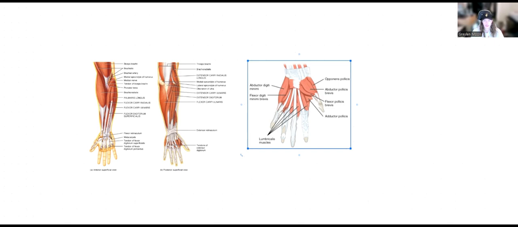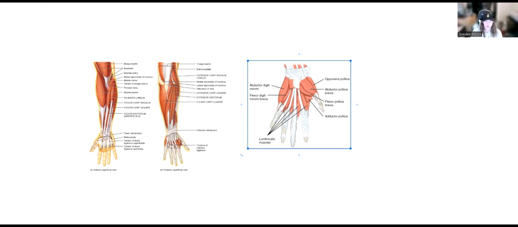We have our extensor carpi radialis longus, ECRL for short. It inserts onto the base of the second metacarpal, and it's going to extend the wrist and radially deviate, right? Then we have the extensor carpi radialis brevis, which inserts into the base of the third metacarpal. It's going to do wrist extension.